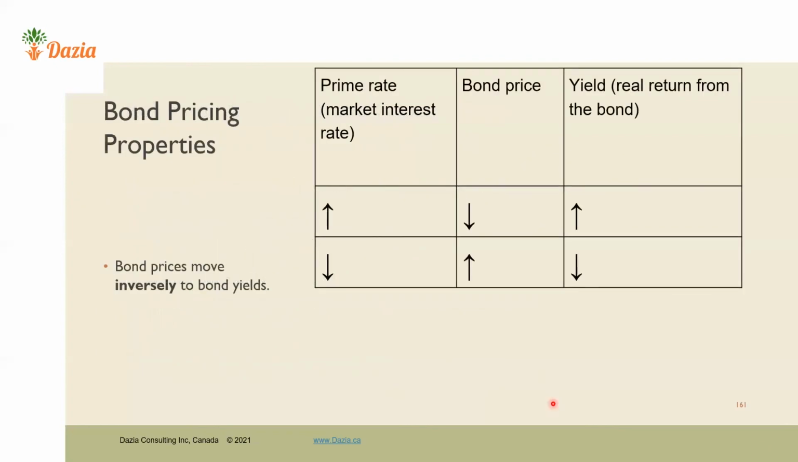You can also keep this in mind: if interest rates, the prime rate or the market interest rates, go up, the bond prices go down and yields go up. If the prime rate goes down, the bond price goes up and the yield goes down.